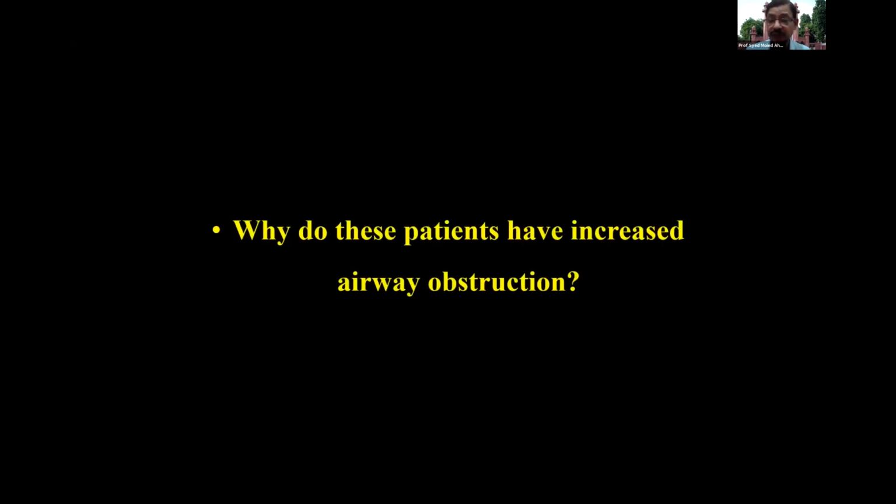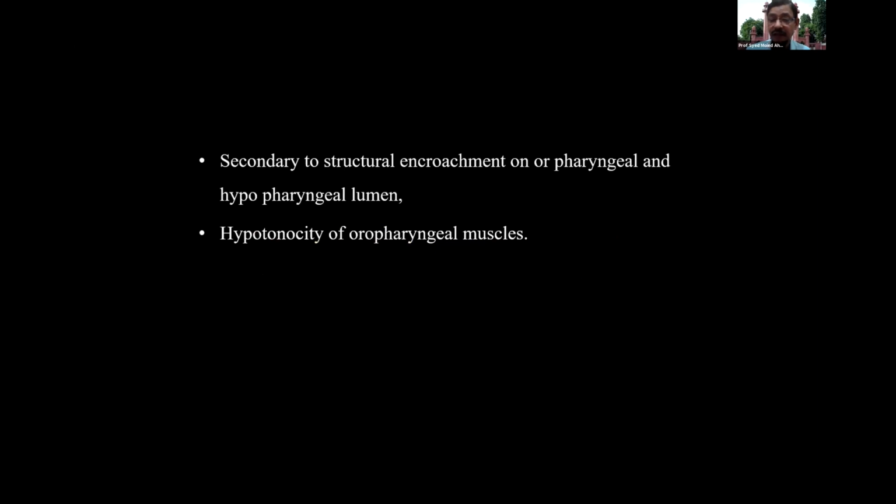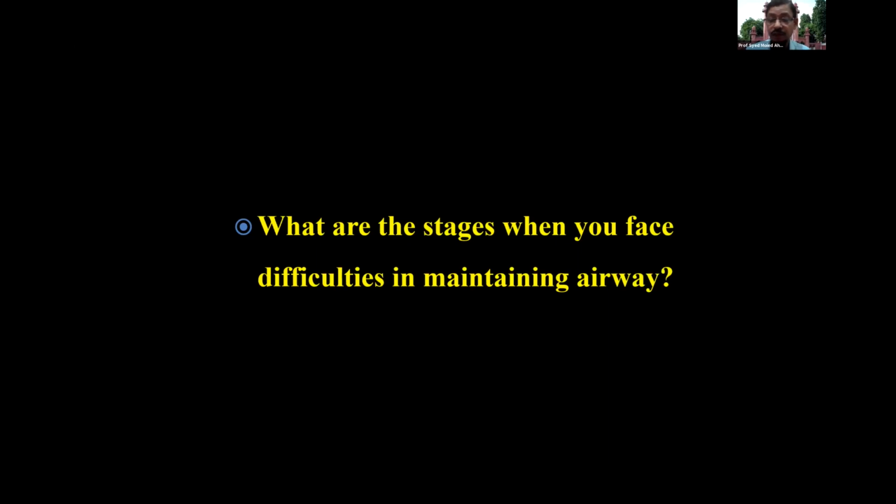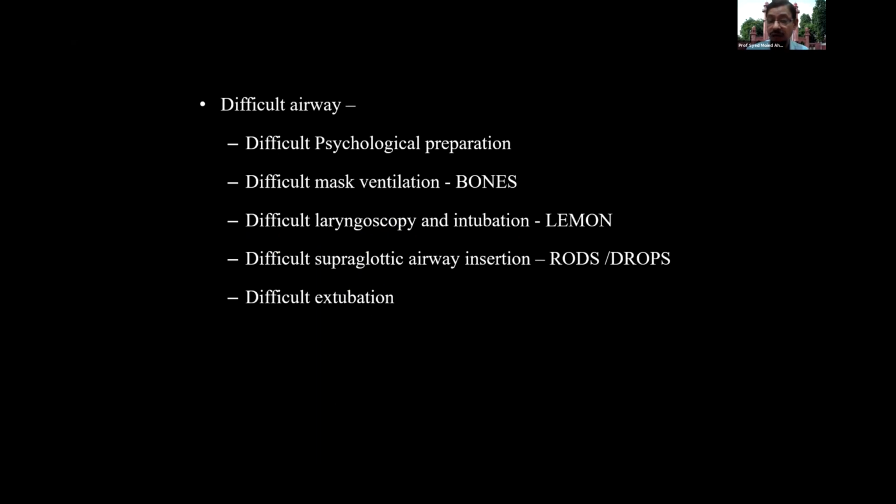So why do these patients have increased airway obstruction? As I said, it is secondary to structural encroachment of the pharyngeal and hypopharyngeal lumen, and hypotonicity of the oropharyngeal muscles could be one of the most important reasons. What are the stages when you face difficulties in maintaining the airway? Starting from stage 1, psychological preparation, difficult mask ventilation, difficult laryngoscopy and intubation, and you have all the mnemonics and predictive factors through which you can assess that the patient really has difficult intubation and extubation as well.